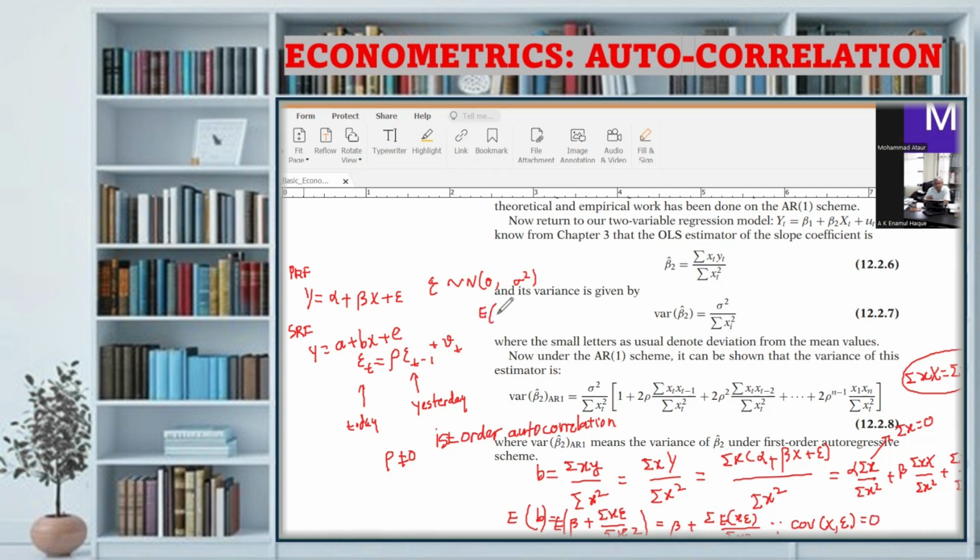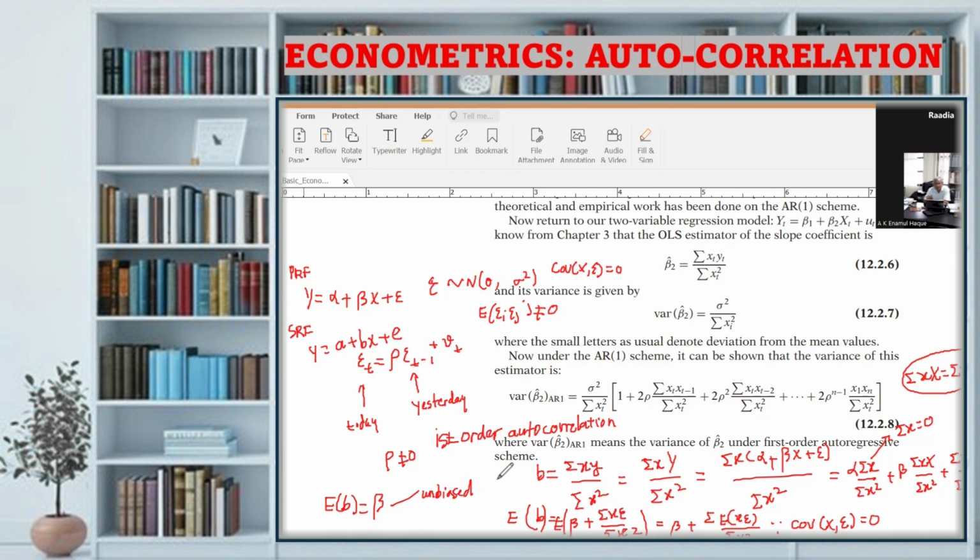What is the assumption we changed? Expectation of epsilon i, epsilon j is not equal to 0. But our other assumption, which is covariance of x and epsilon equal to 0, is still there, which means expectation of b is equal to beta, which means it is still unbiased. So we now realize that we don't have a big problem. It is still unbiased. Am I clear?